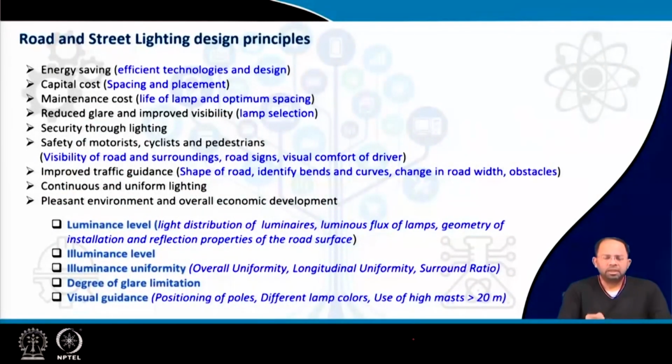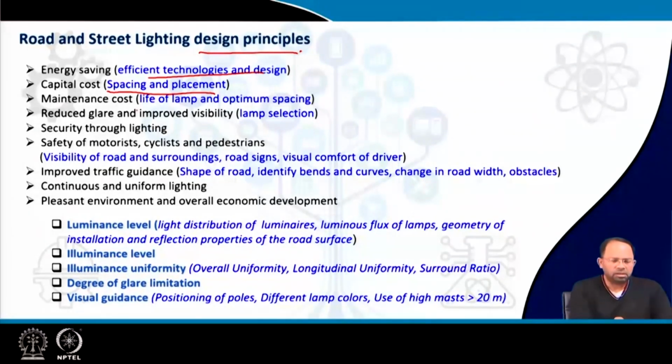So, talking about the design principles for road and street lighting, first of all, we have to look into energy savings. We can choose efficient technologies and designs which lead to energy savings. Then comes the capital cost. Now, capital cost is a one-time investment cost, but after that there is regular maintenance and also operating cost. The capital cost could be determined based on what sort of light we are using and what spacing we are giving between the lights and where we are placing them. Are we placing them on both sides of the road or on one side of the road, and so on.